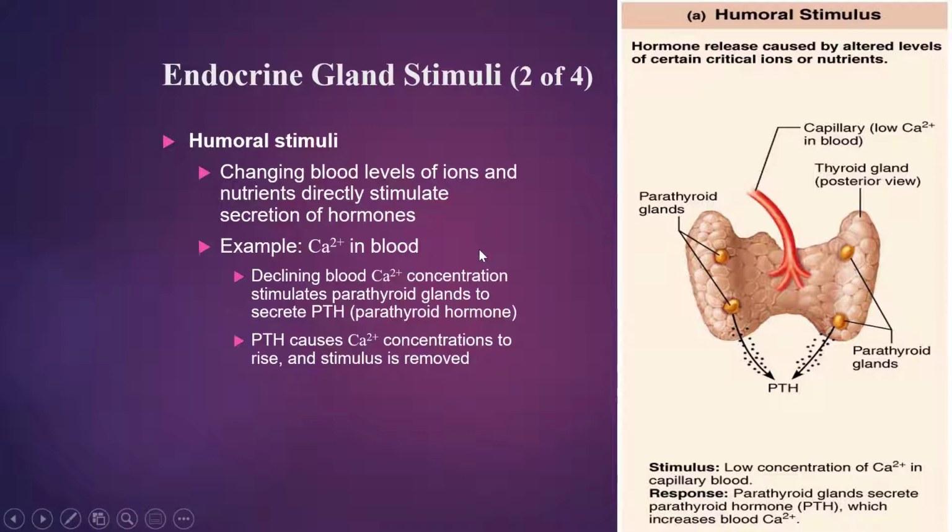An example of this will be your calcium ion. Declining blood calcium concentration would stimulate the parathyroid gland. These four things here are the parathyroid gland in secreting the parathyroid hormone. And in return, the parathyroid hormone will cause the calcium concentration to rise, and the stimulus is removed.